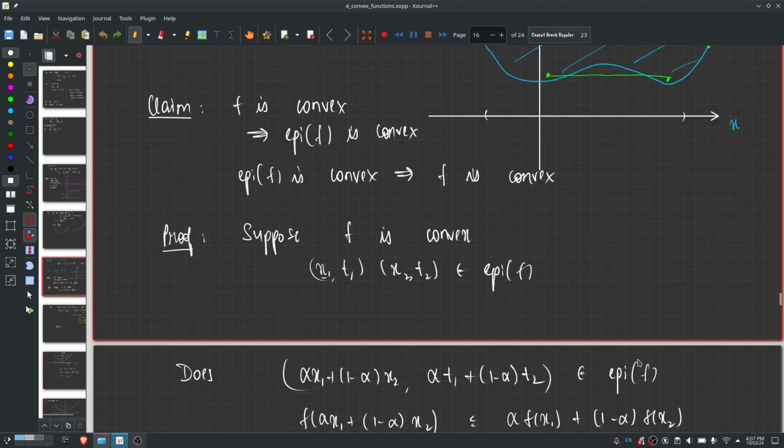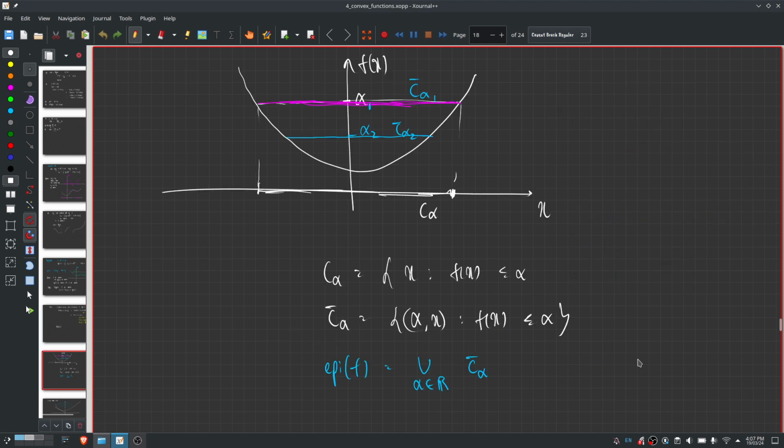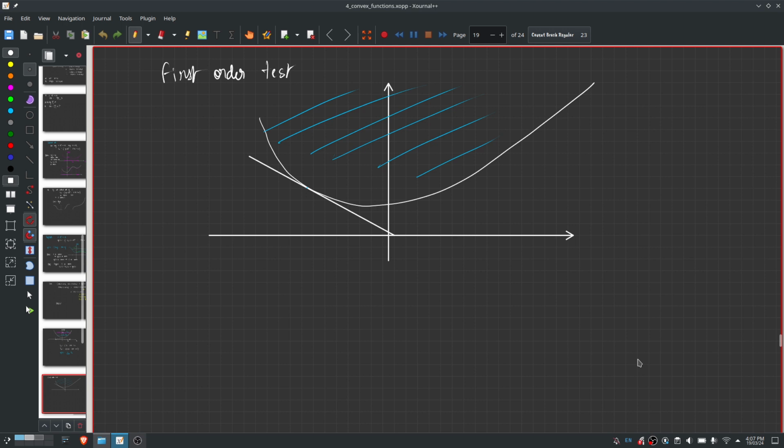One such property that we saw was that the first order test for a convex function could be translated in terms of the supporting hyperplane theorem for convex sets, for the epigraph. So the function is convex if and only if its epigraph is also a convex set. We'll see a couple of other examples where there is this natural connection between the epigraph of the function and some property of the function itself.